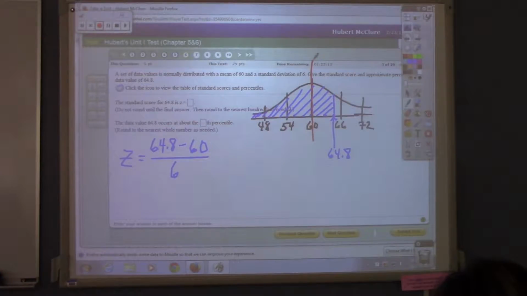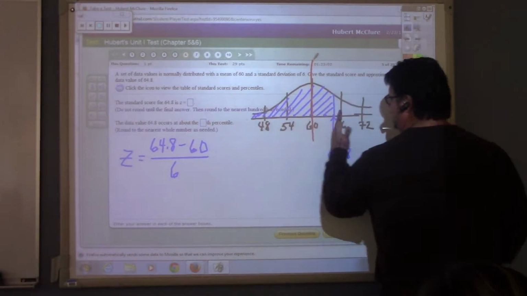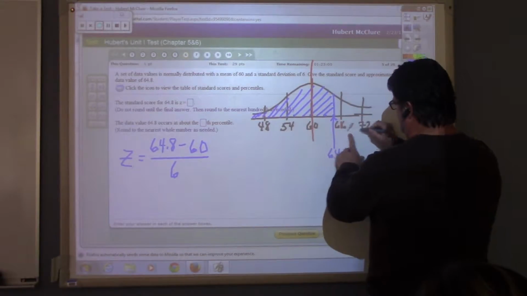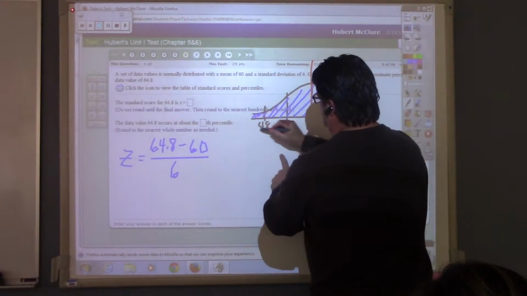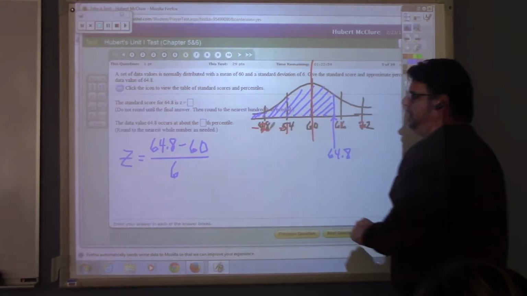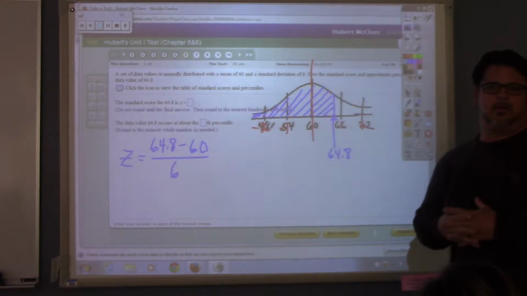What's to the left of the center? Negative. And we're talking about z-scores, not 60 and 60. Those are all positive numbers. But if you're talking about z-scores, you've got a 1 here and a 2 there, and a negative 1 here and a negative 2 there. Right? Because we're putting them all on a universal scale.